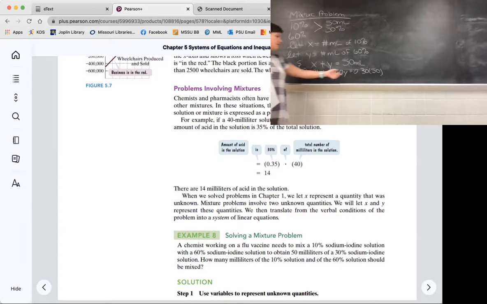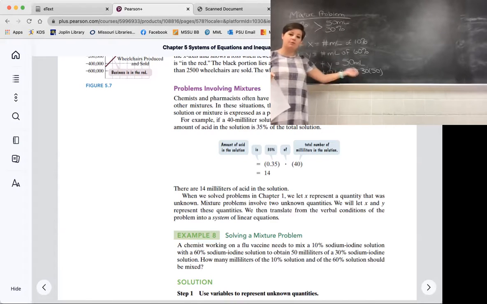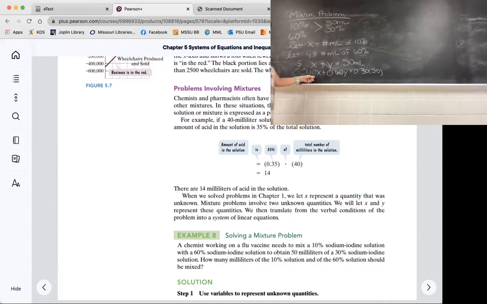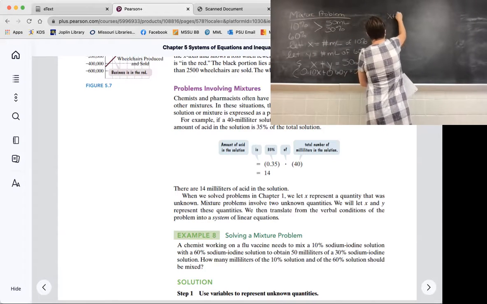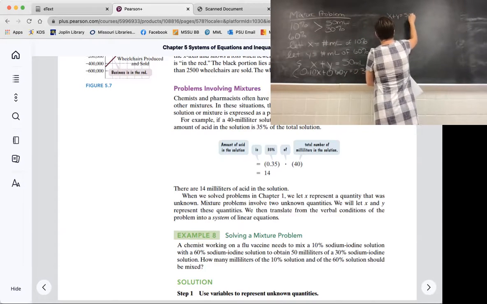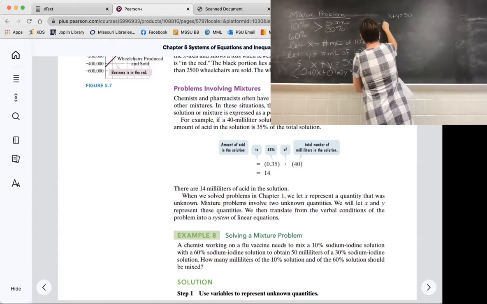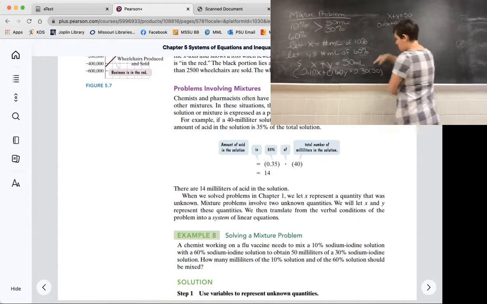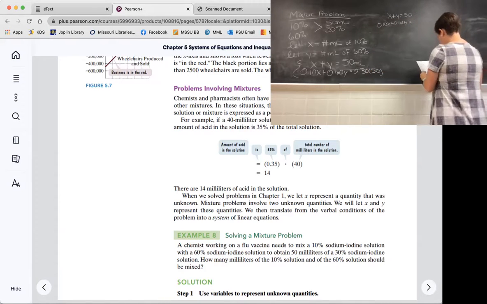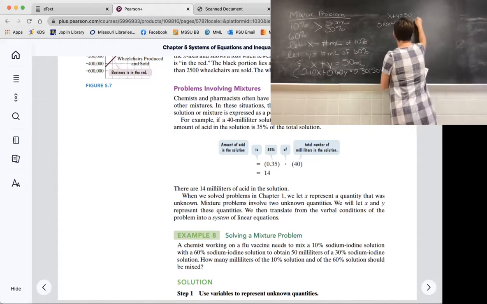Now, obviously, we can simplify this down a little bit before we do anything else with it, but we have our system. We have our two equations, two unknowns. This one deals with the amounts. This one deals with the strengths. We have X plus Y equals 50, and then we have 0.10X plus 0.60Y equals, and then the 0.3 times the 50 equals 15.